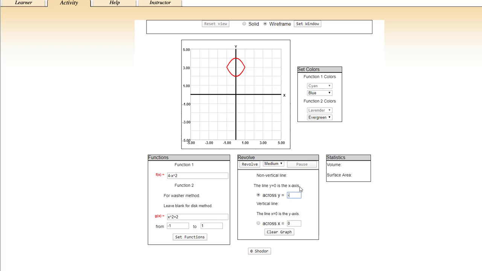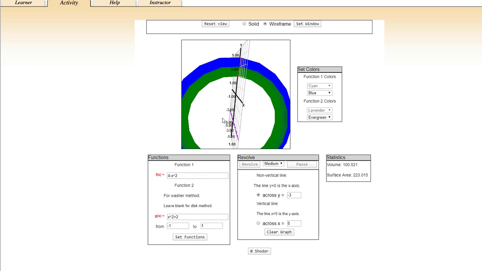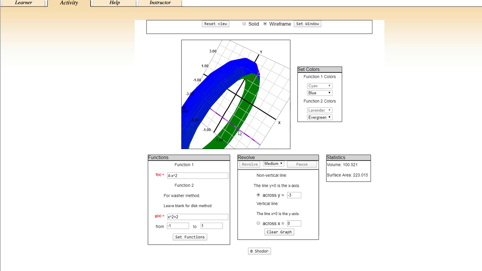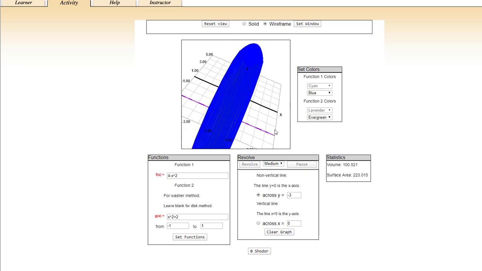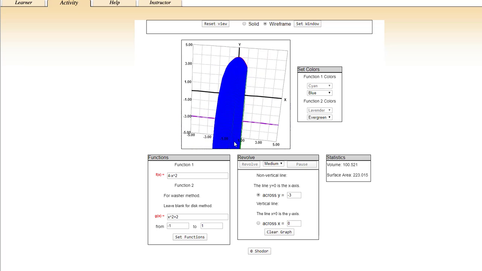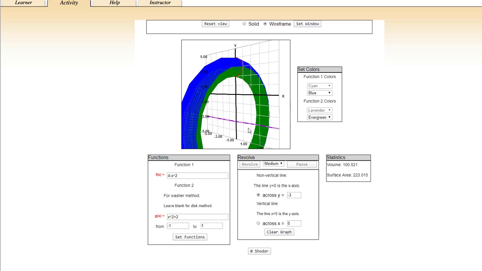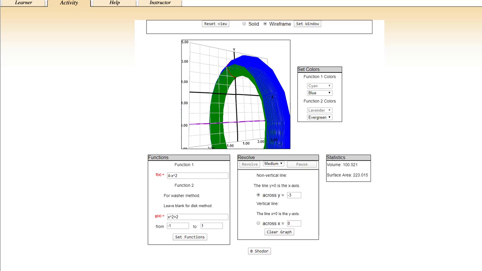And these particular numbers, by the way, this leads to, I believe it's twice the volume. I might be wrong. Exactly twice the volume. So 100.521 is exactly twice the volume by rotating around this lower line here. Okay, so that's the general idea on how to use this particular site to visualize what's going on with these solids of revolution.